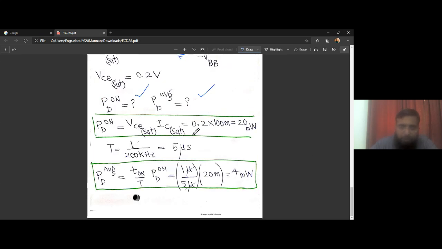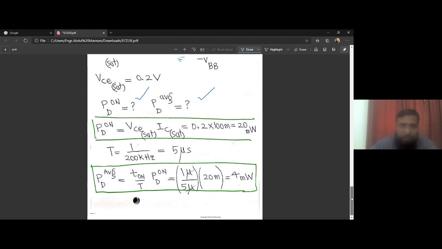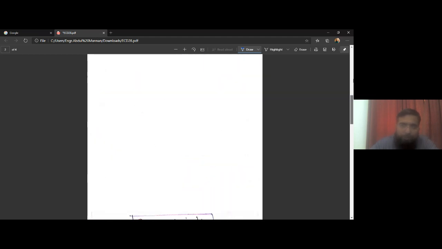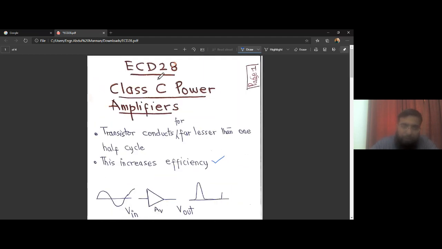We will again use this example in our next lecture, which will be about the tuned operation of class C amplifier. ECD29 is about a tuned version of class C amplifier. That's all for this. Thank you.